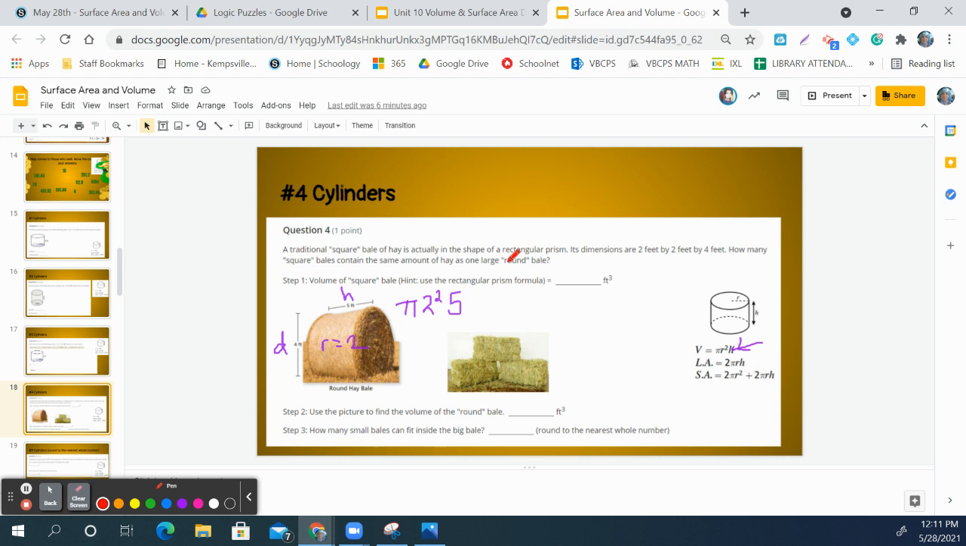And then for the rectangular prism, it's 2 feet by 2 feet by 4 feet. So 2 by 2 by 4. So you want to find the volume of that, length times width times height, for the rectangular prism. So you've got rectangular bales of hay and you've got this cylinder bale of hay. So you got to find both. So the volume of the square bale is your first answer.